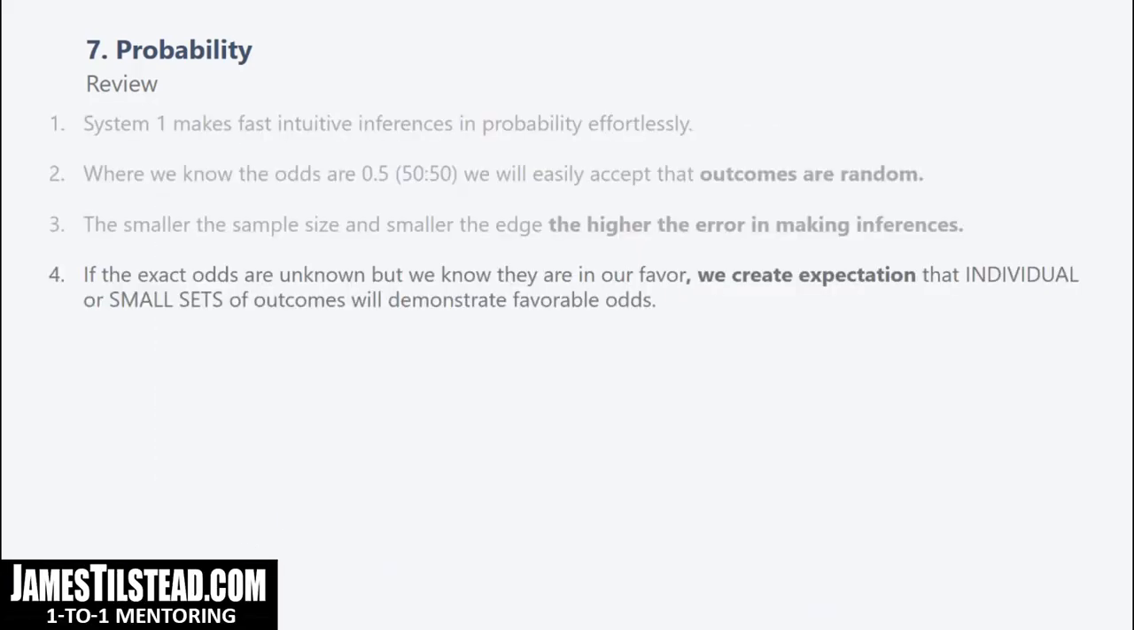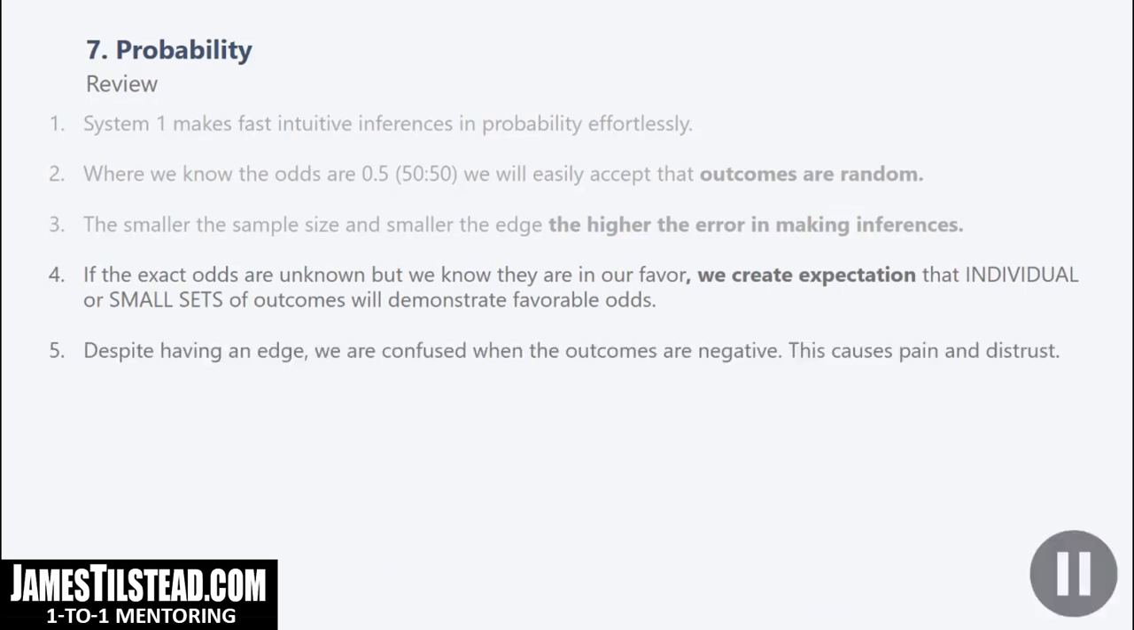To summarize so far, if the exact odds or the edge are unknown, like in a biased coin or in a trading system, but we know that there is an edge in our favor, we create an expectation that individual or small sets of outcomes will demonstrate those favorable odds. But they don't, which means despite having an edge, we are confused when the outcomes are negative, and this causes us pain, distrust, and total chaos in the way that we evaluate our trades as we try to work out what's going on.